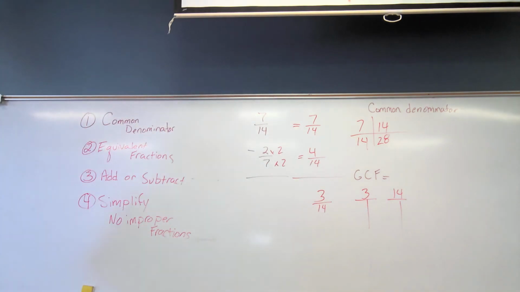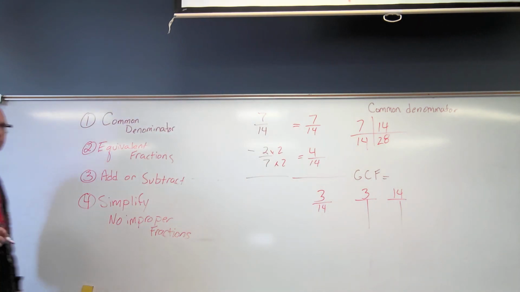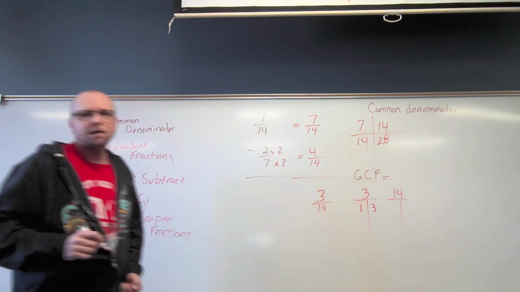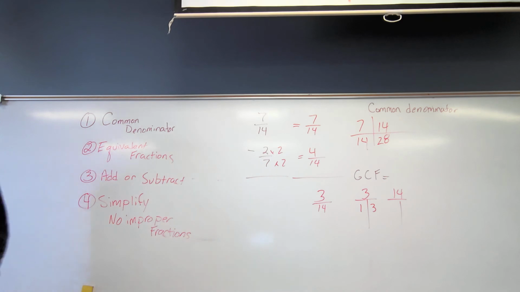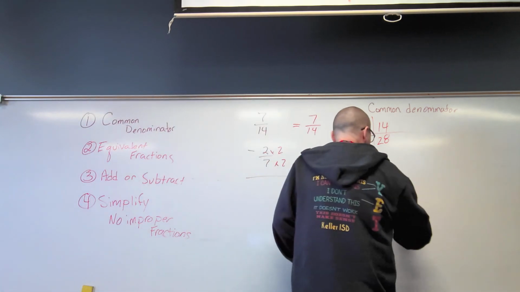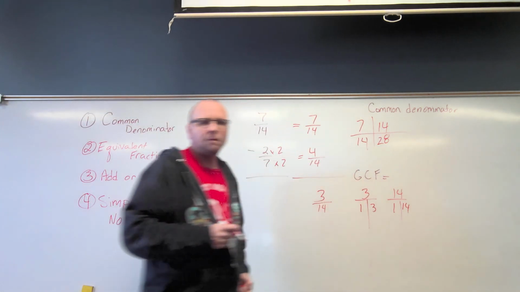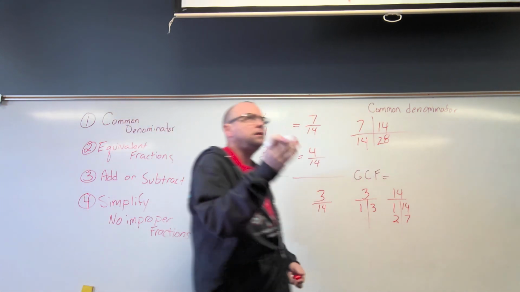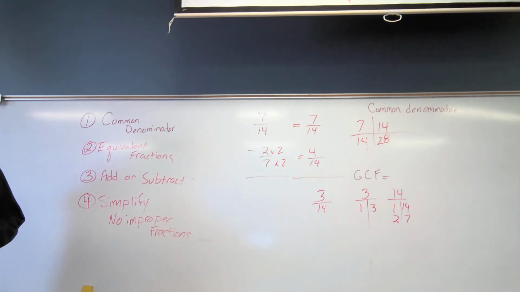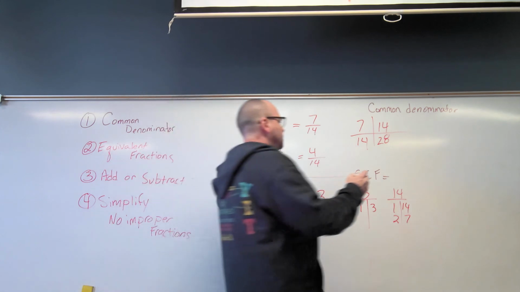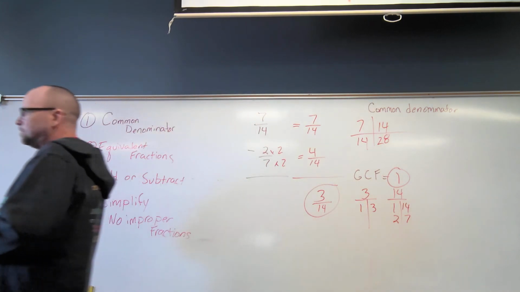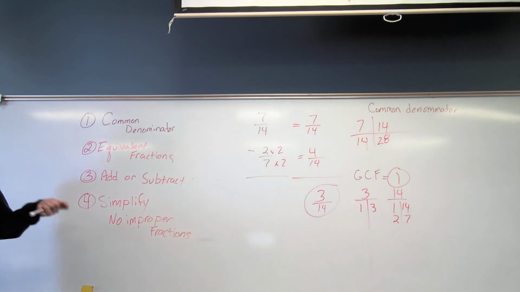3 is what kind of number? Prime. So it's just 1 times 3. 14 is what kind of number? Composite. So we have 1 and 14. It is an even number, so I know it's 2 times something. And no more. So the greatest common factor is 1. If the greatest common factor is 1, that fraction is already in simplified terms, as long as it's not improper.